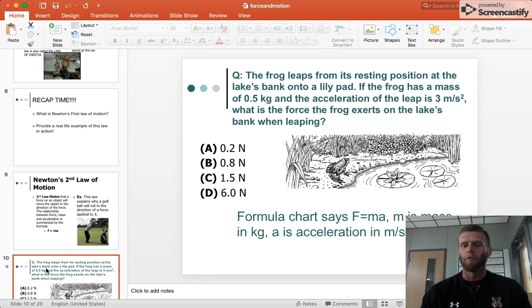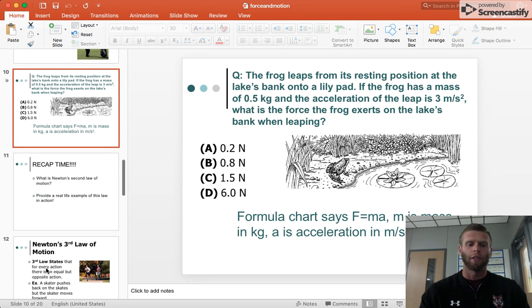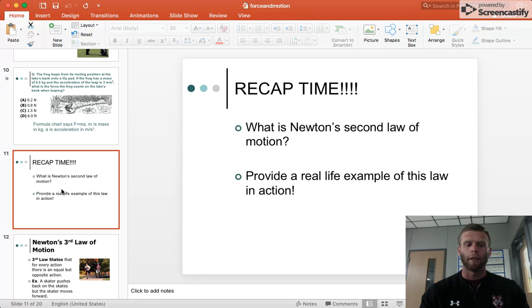So we're solving for force. The formula chart says that F, force, equals mass times acceleration, m times a. m is mass in kilograms and acceleration is meters per second squared. Solving that, you take your mass, 0.5, and your acceleration, 3. 3 times 0.5 is, you guessed it, C, 1.5 newtons of force that the frog exerts on the lake bank.